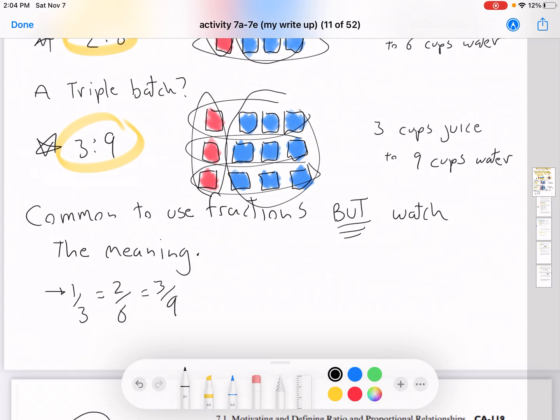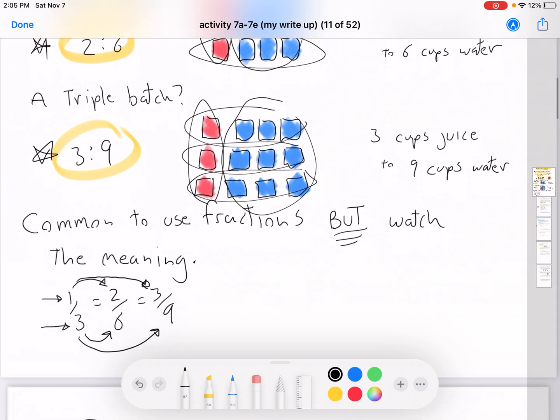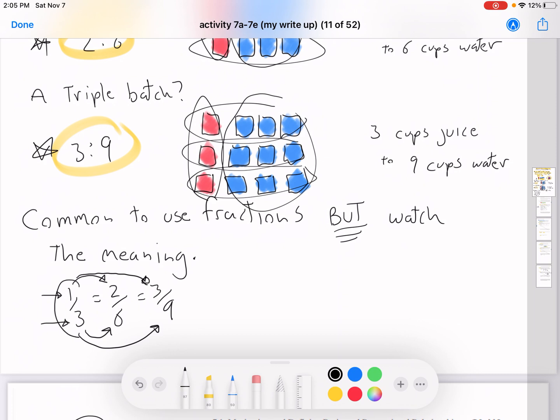This would say if we have 1 cup of juice to 3 cups of water, if we double the number of juices and we double the number of waters, we should have something which tastes the same. Or if we triple the amount of juice and we triple the amount of water, again, we should have something which tastes the same. So, because when I double or triple a batch, I have to double the juice and double the water, it is very common for equivalent fractions, because when we come up with equivalent fractions, we multiply top and bottom of the fraction by the same number. Doubling, tripling, whatever.